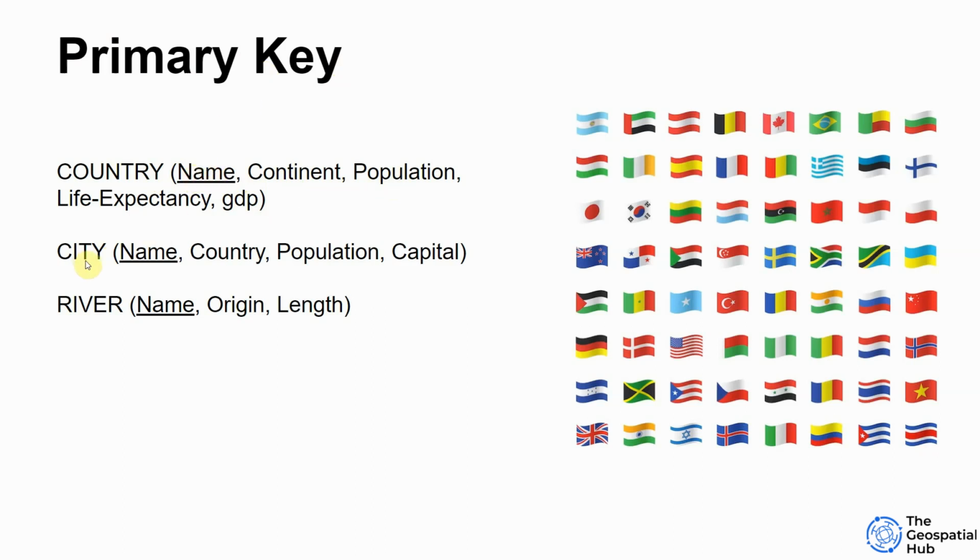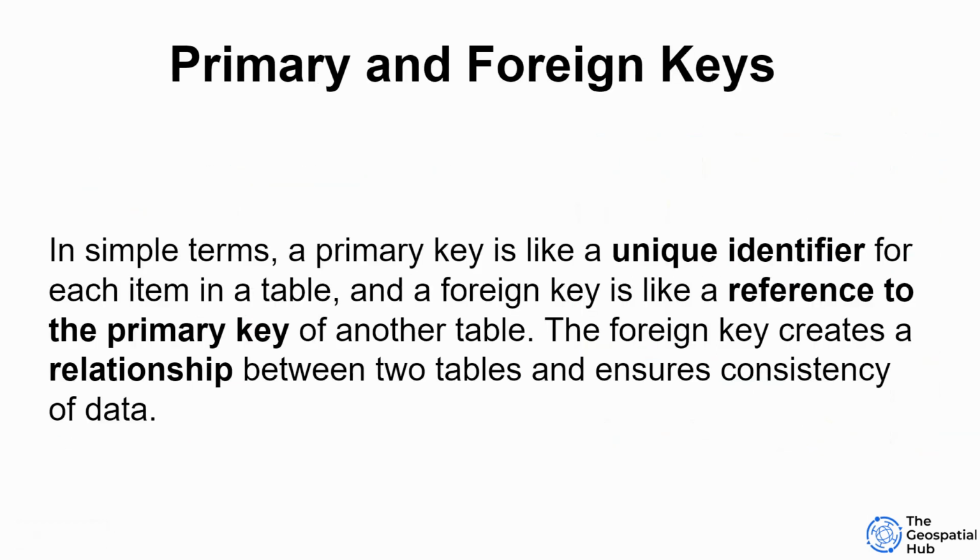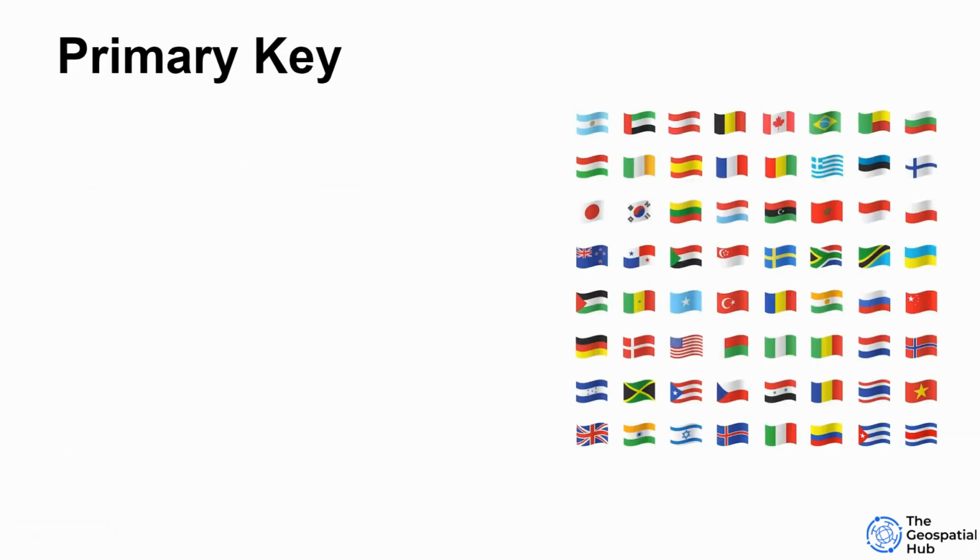And now the same thing goes for the city, and the same thing goes for the river. So if you want to look at the primary keys, this is how we write them. So the primary keys are country.name, city.name, and river.name. So now how do we link the countries to the cities, and how do we link the rivers in the city to the city table? That is why earlier we defined the foreign key as a way to reference the primary key in another table. So now we'll just look at that in a bit.